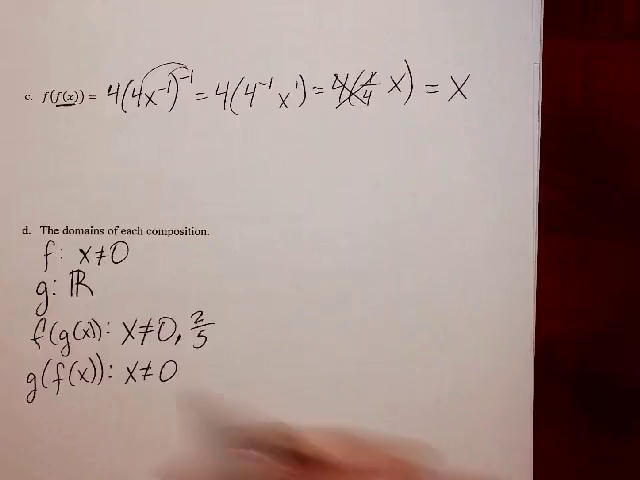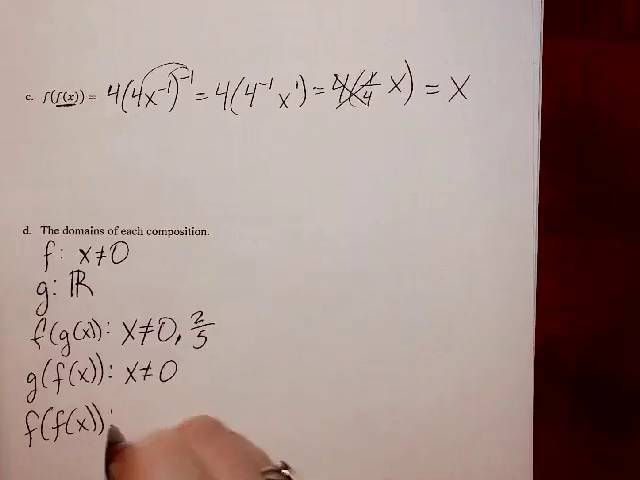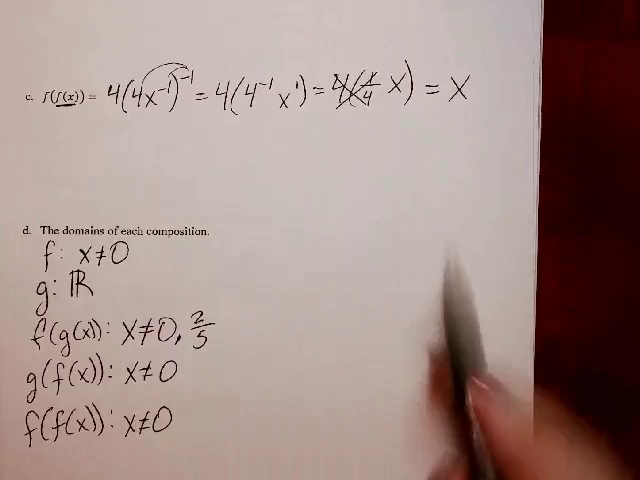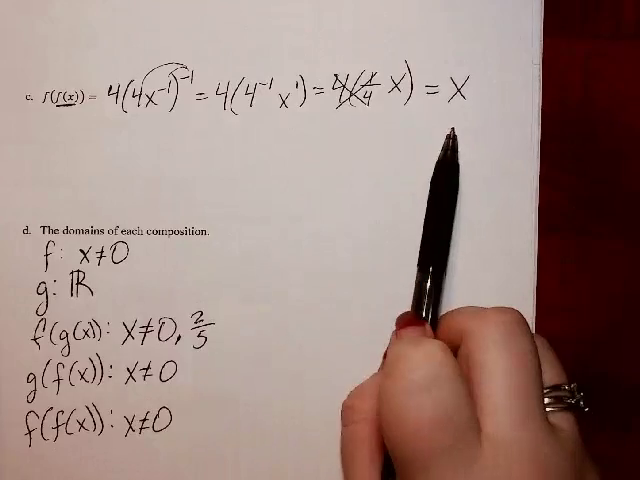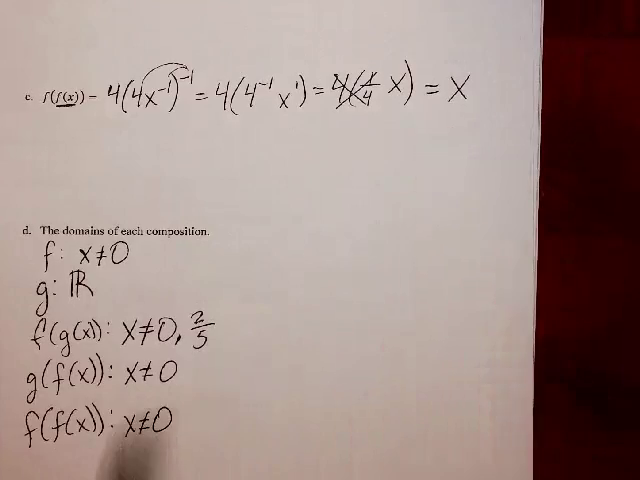And then f of f of x. Again, x cannot equal 0. Now we look at our equation. It's just x. We can put any number there. So our only restriction is x cannot equal 0.